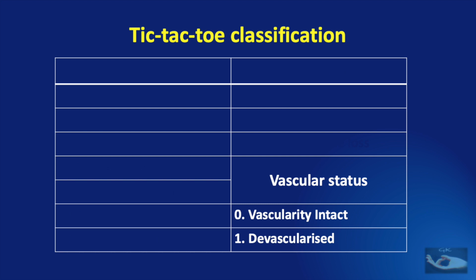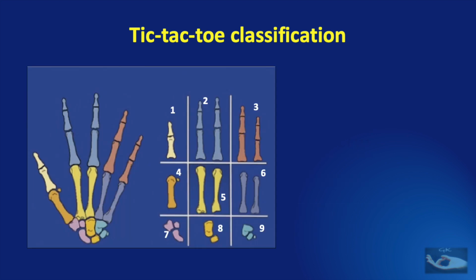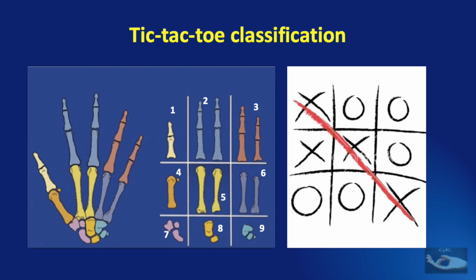The vascular status could be 0 where the vascularity is intact or 1 where it is devascularized, and the specific part of the hand involved is described in the tic-tac-toe pattern. Let us see an example to understand this better.